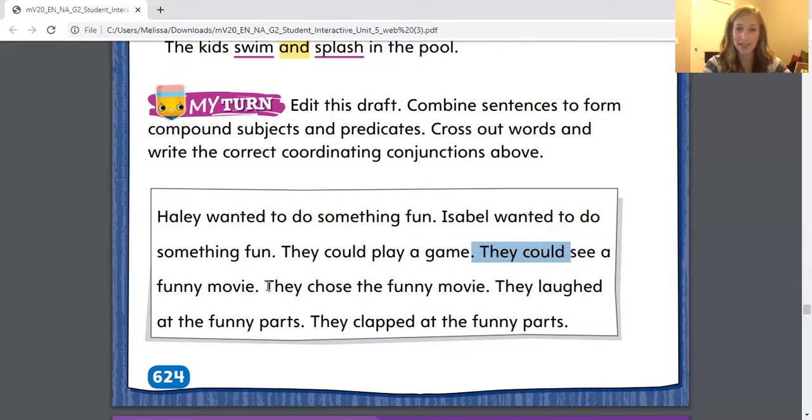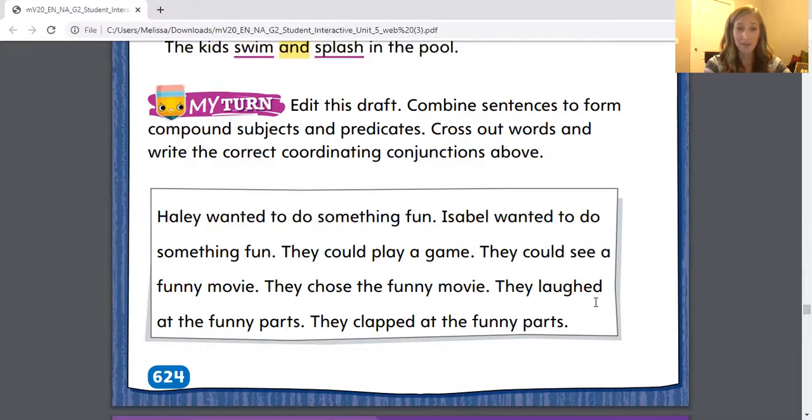All right, the last three sentences actually read, they chose the funny movie. And I think that's fine. We can leave that. No part of that sentence is repeated elsewhere. But the last two sentences, there's definitely repetition. It reads, they laughed at the funny parts, they clapped at the funny parts. So couldn't we just say they laughed and clapped at the funny parts?